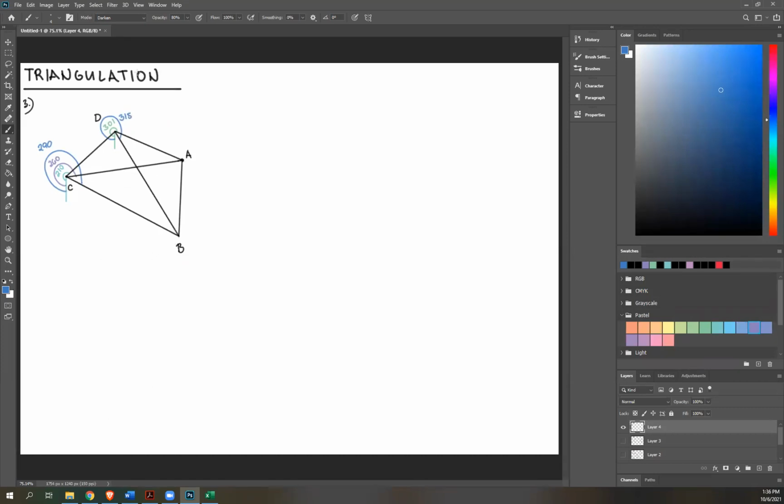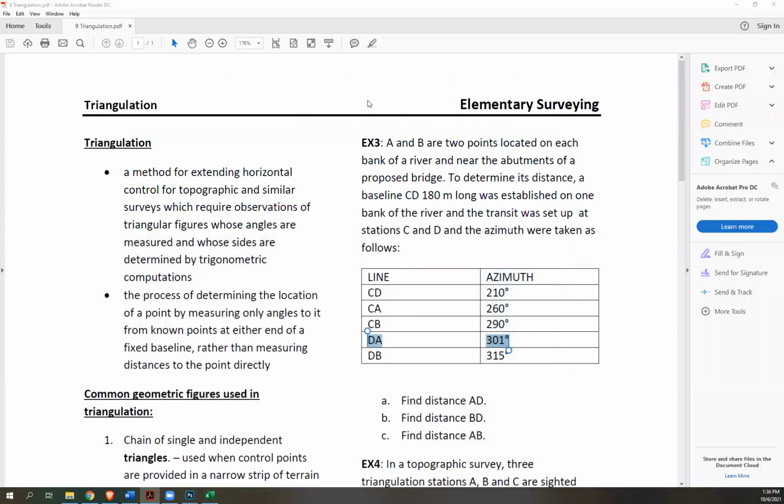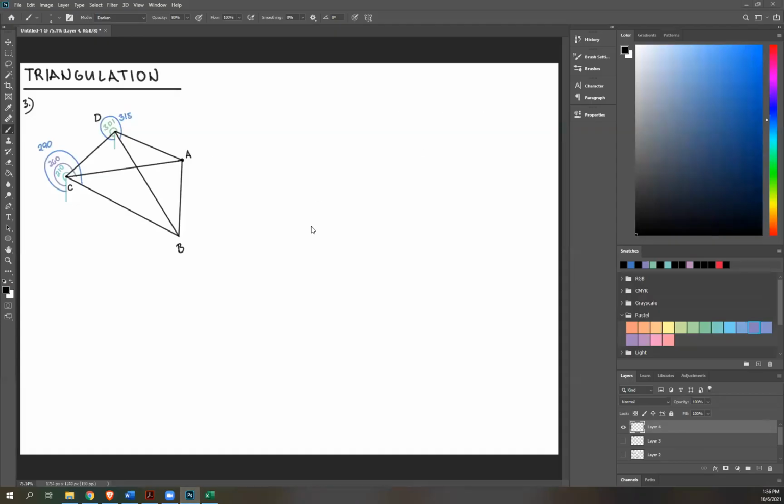So that's how you draw your figure using only the traverse. Once again, the goal here is to get distances. Let me write the given distance. That was 180 for CD. So CD is 180.